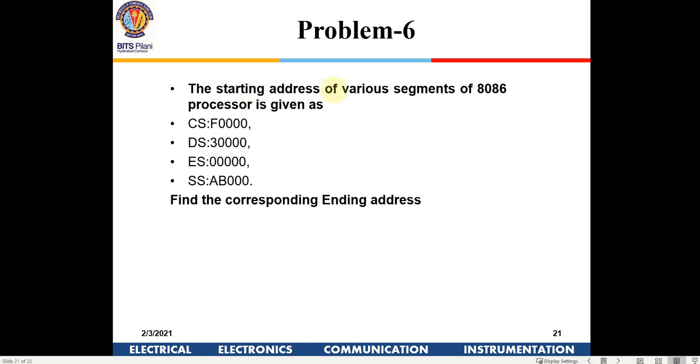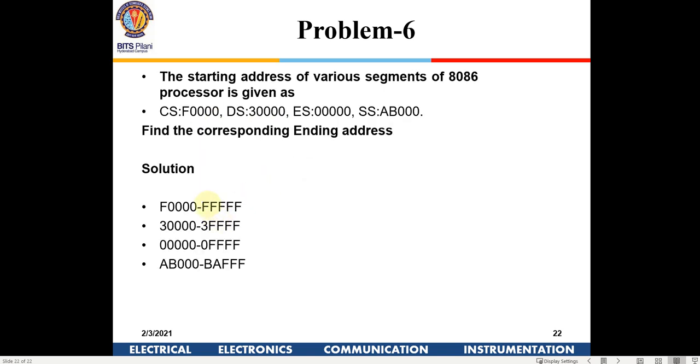Okay, so I think this is the last. Here the starting address of various segments is given. What is the corresponding ending address? If such a question is given in your exam, don't think too much. Just add FFFF to each one of them. So if CS is 0000, you write FFFF. It is true for CS, whereas for DS 3000, FFFF.